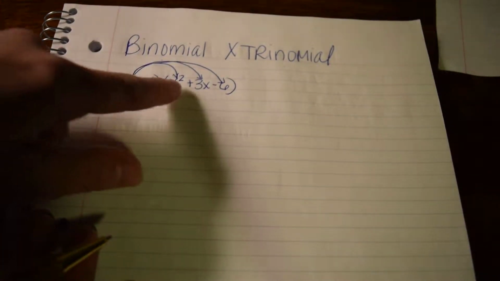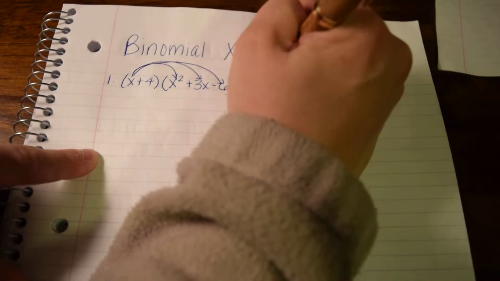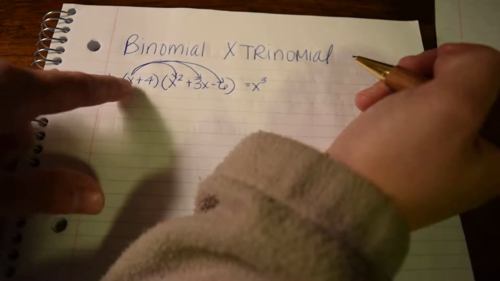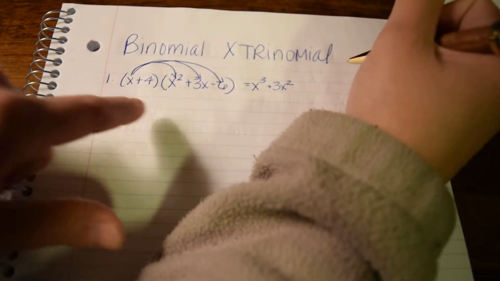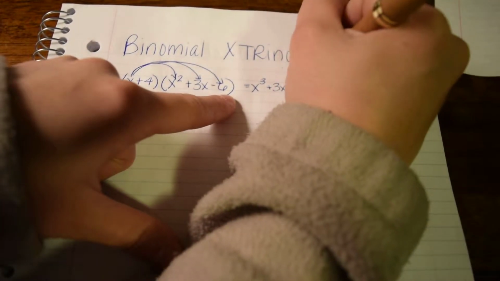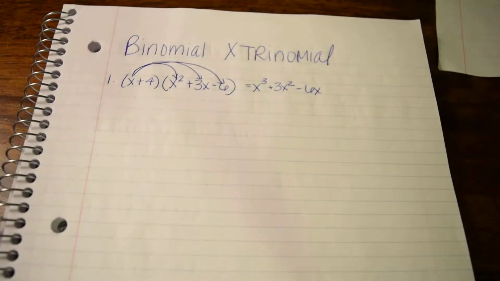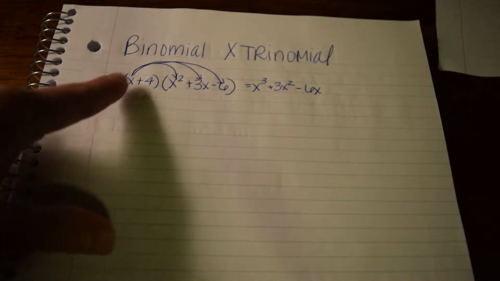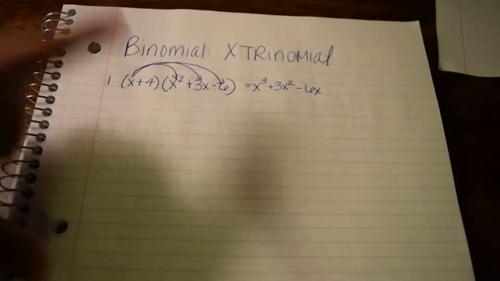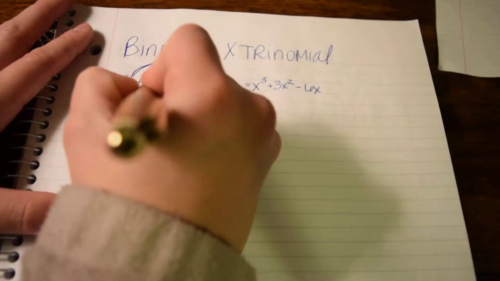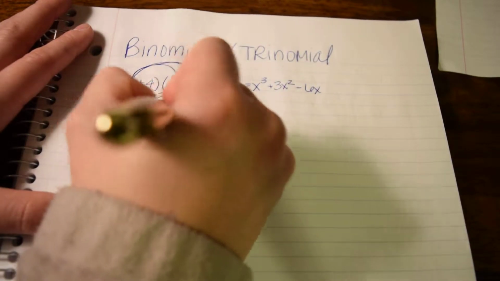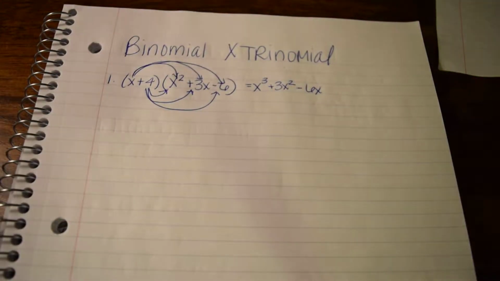Okay, x times x squared is going to give me x cubed. X times 3x is going to give me 3x squared. And x times negative 6 is going to give me negative 6x. But I am not done, because I still have the 4 to distribute. And to make it clear, I'm going to distribute it underneath. Doesn't mean anything different. So 4 times x squared, 4 times 3x, and 4 times negative 6.